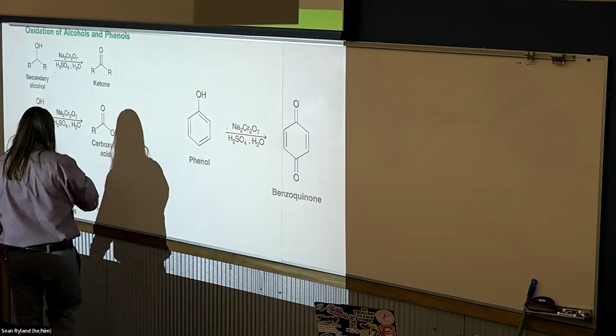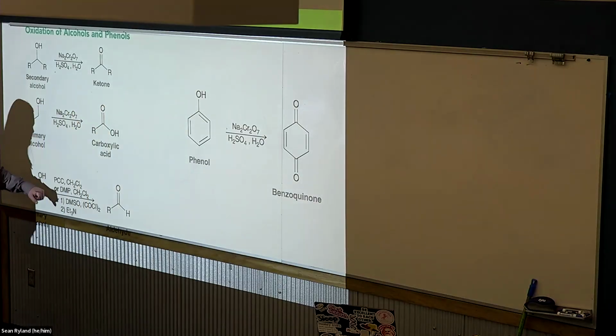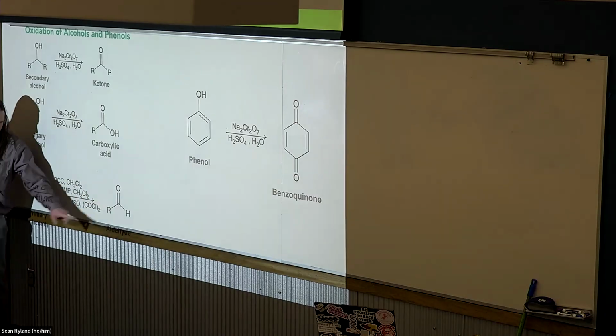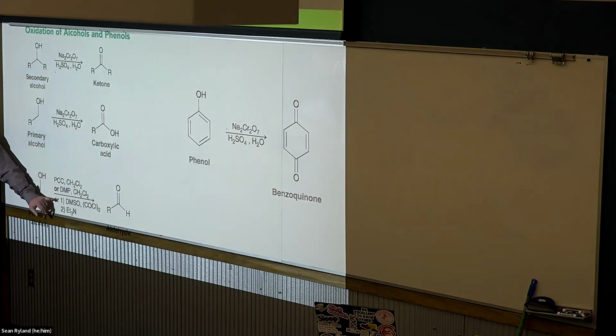Primary alcohol with PCC, or with Dess-Martin periodinane, or the Swern oxidation. All three of these are options that will take a primary alcohol and stop at the aldehyde. The trickiest thing about the Swern oxidation is that it has to be at -78 Celsius. It's a pain, but it's not really going to stand in the way because we know how to do this one.